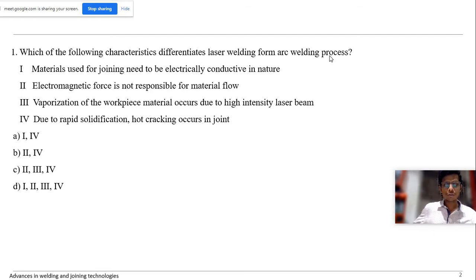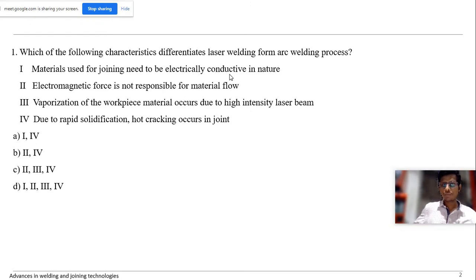Actually, it should not be, because in arc welding, to complete the circuit, we need the material to be electrically conductive, but that is not the case in laser welding. They should have mentioned that materials used for joining need not be electrically conductive in nature. Then that differentiates laser welding from arc welding. But here it is mentioned that materials need to be electrically conductive, so obviously it is not the case. I am again repeating: for the arc welding process, the workpiece should also be electrically conductive so that we can close the circuit.